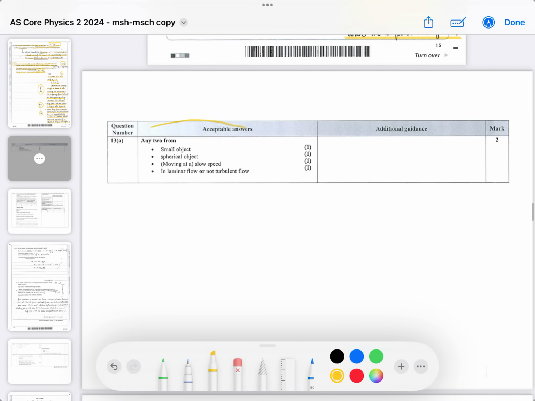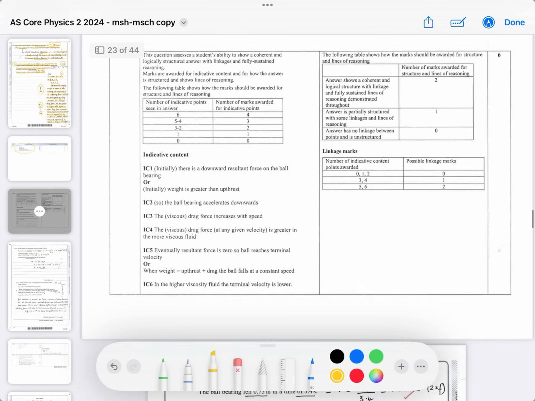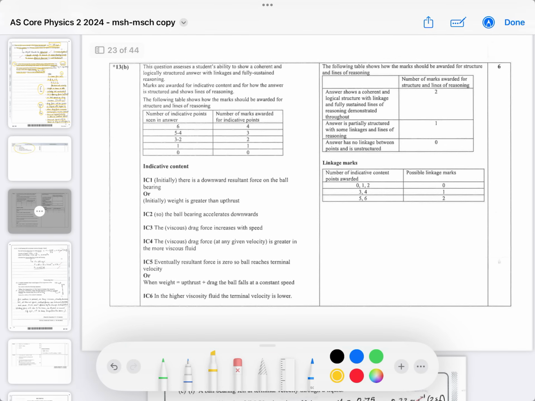This is the first part that we went through. And here is the content. So they're saying initially there's a downward resultant force on the ball bearing, or the weight is greater than the upthrust, because there is a bit of upthrust. The ball bearing therefore accelerates downwards. I think I've got all so far, 3 marks.